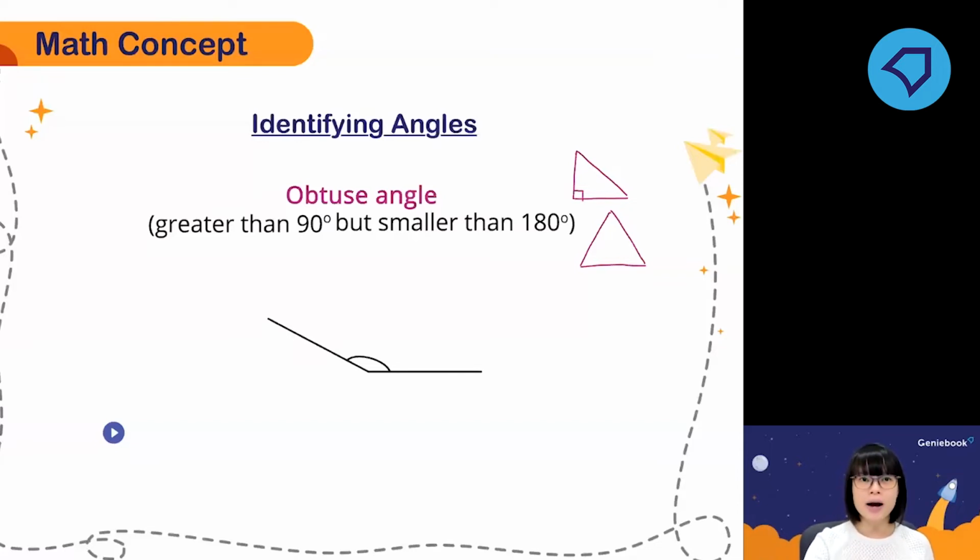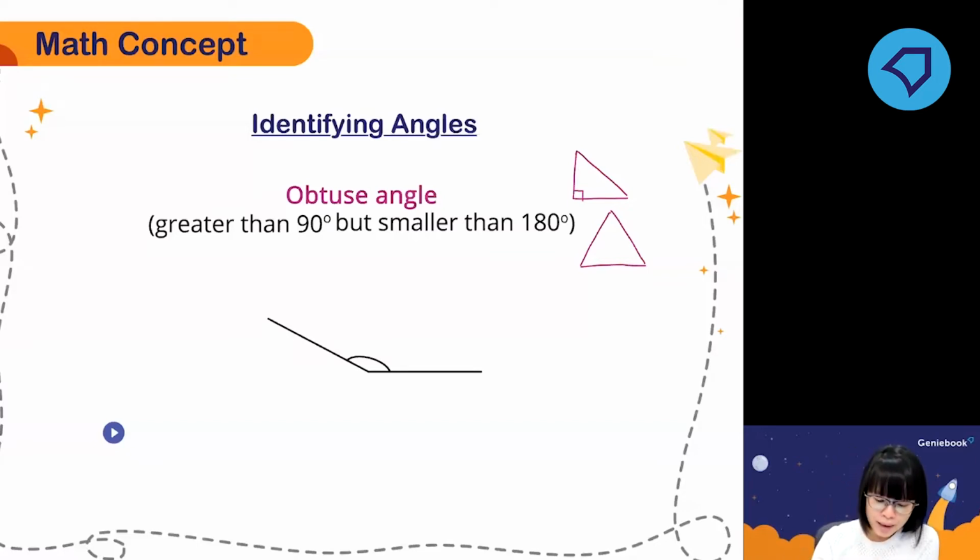Obtuse angles are angles that are greater than 90 degrees but smaller than 180 degrees. So if it's 91 degrees, it's considered to be an obtuse angle. If it is 100 degrees, it's considered to be an obtuse angle. If it's 179 degrees, it's also considered to be an obtuse angle. Yes, Belle, that's how I used to remember as well. Yes, Tingran, a cute angle is like a little cute angle, right? So it's like small angle, small.